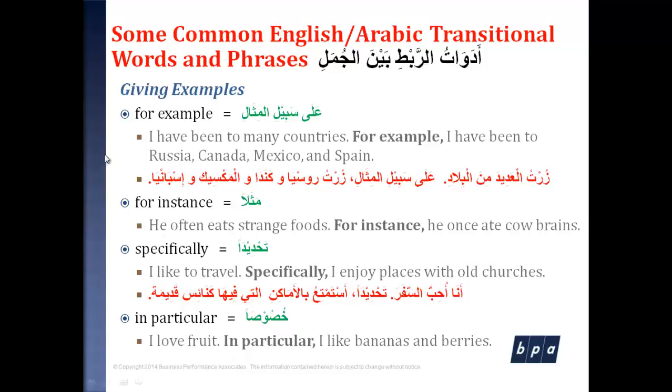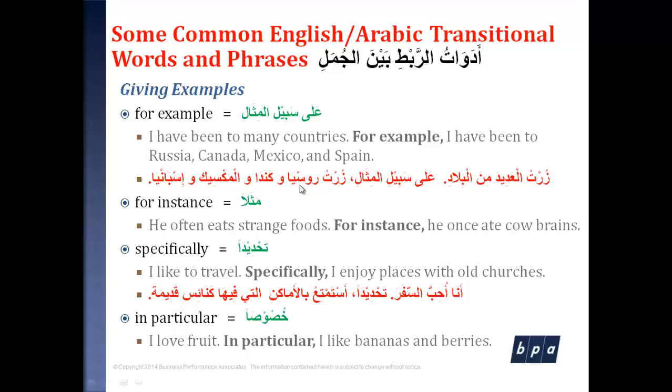Let's put these in the context of sentences. For example, in English, you'd say, I have been to many countries. For example, I have been to Russia, Canada, Mexico, and Spain. In Arabic, you'd say, زرت العديد من البلاد. I have visited. زرت, I visited. العديد, many. من البلاد, from countries. على سبيل المثال, for example, زرت, I visited.